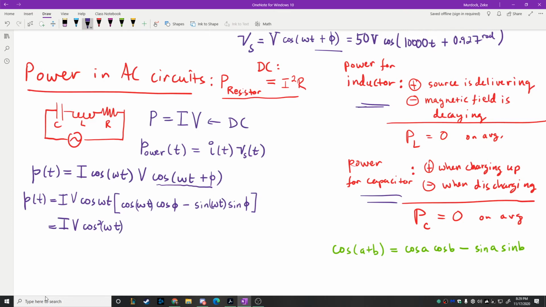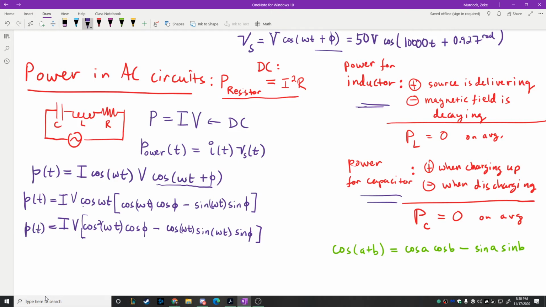The first term has cosine squared omega t times the cosine of phi. The second term has minus cos omega t times sine omega t, and then sine phi. That's our power as a function of time.